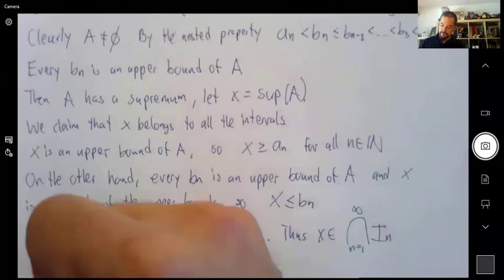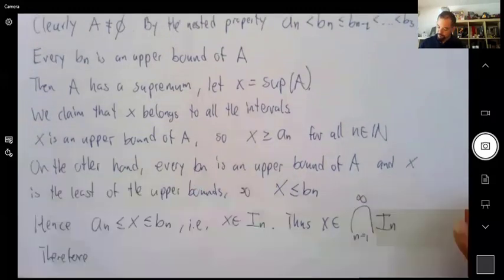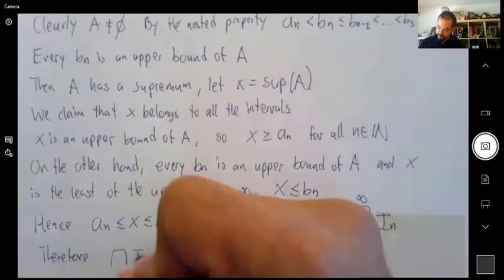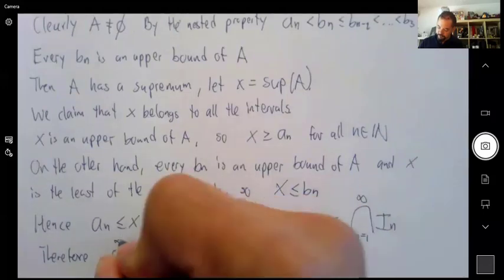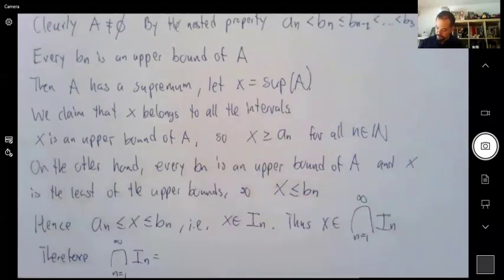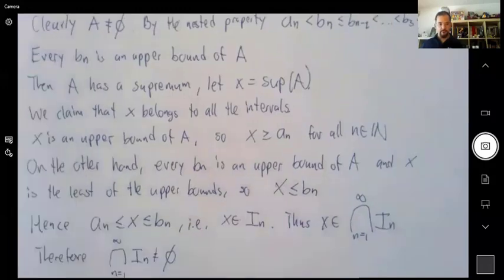Professor, I don't understand. You're saying X is an upper bound of A, but then you're saying every B_n is an upper bound of A. Mm-hmm. So I don't get that.